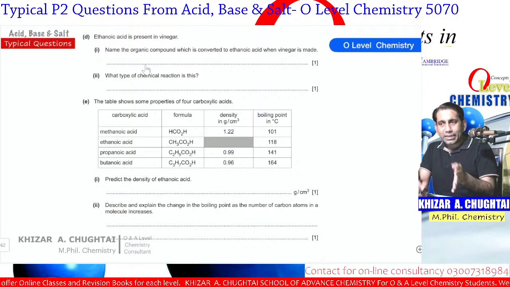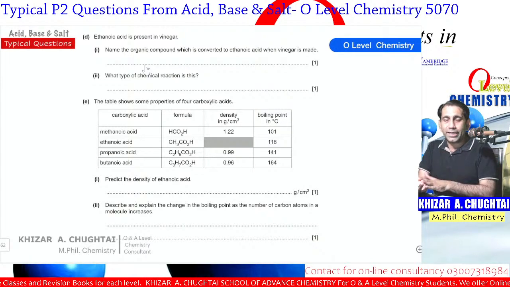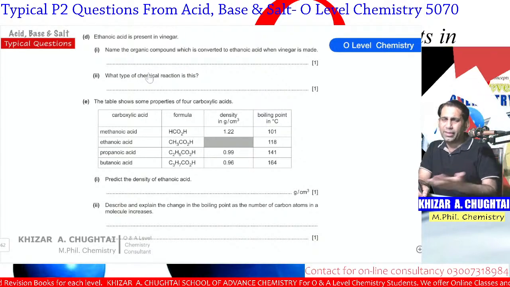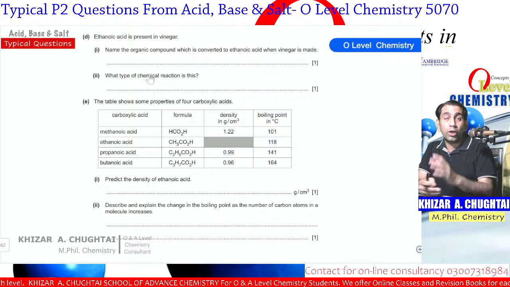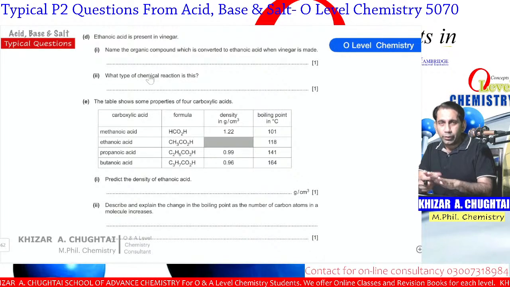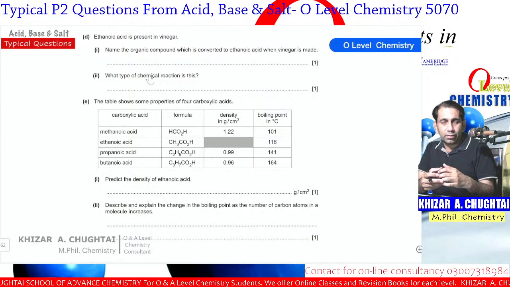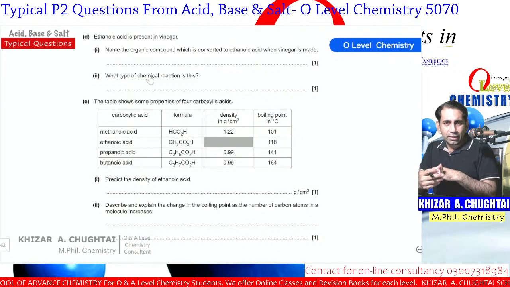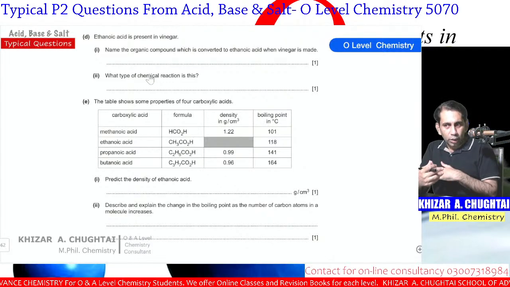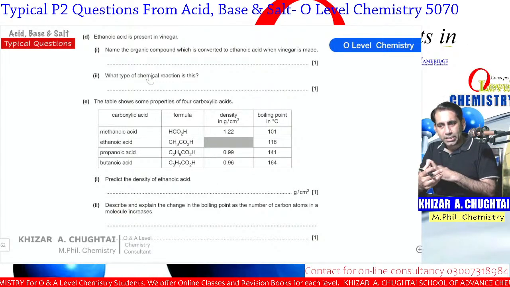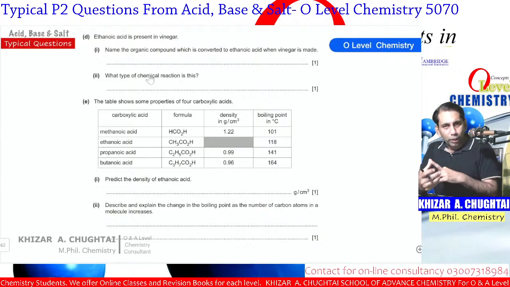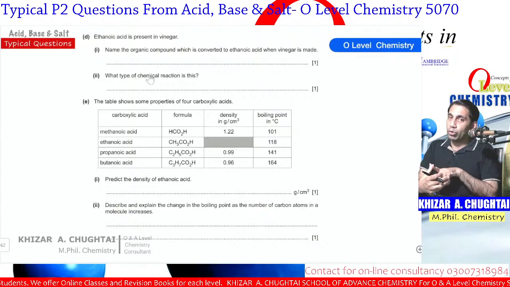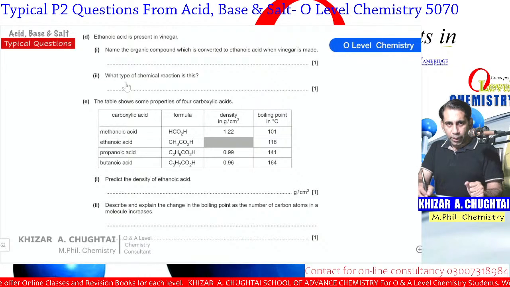Ethanol. Alcohols are oxidized into carboxylic acids, and these are said to be primary alcohols. Only four alcohols are in your syllabus. Those can be oxidized: methanol will change into methanoic acid, ethanol will change into ethanoic acid, propanol will change into propanoic acid, and butanol will change into butanoic acid. Just keep that in mind.